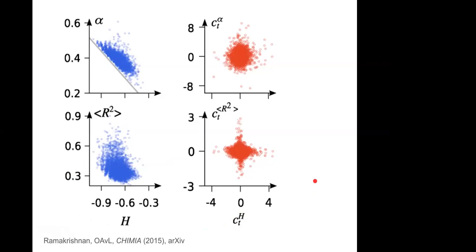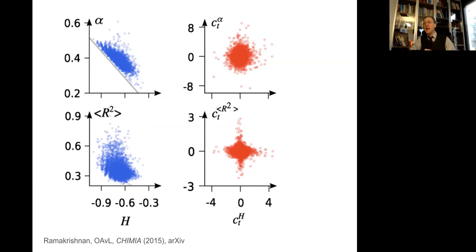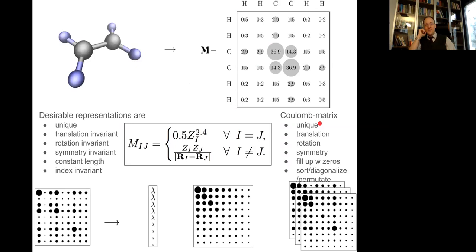The field is so new also that I haven't seen much analysis in this direction going on yet. So to truly connect the statistical outcome to the underlying trends in chemical space, our real understanding of what happens here is still sort of limited. Now, let me come back to this question of the Coulomb matrix.